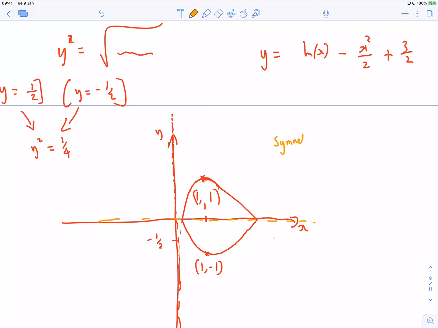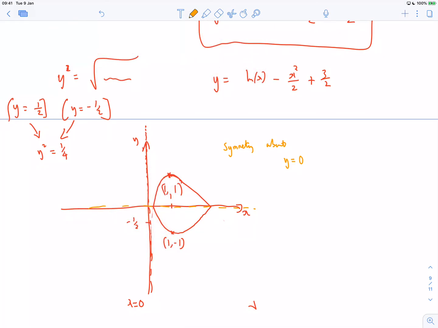So I could have said symmetry about y equals 0. Oh, does it want me to find... Oh boy. No, I'm going to leave it as that. Because if I wanted to find this point and this point, I'd have to solve ln of x minus x squared over 2 plus 3 over 2 equals 0. That's not a nice thing to do. So I'm not going to do it. I'd have to use some kind of numerical analysis for that. And this is a non-calculator paper. So I'll leave it as that.